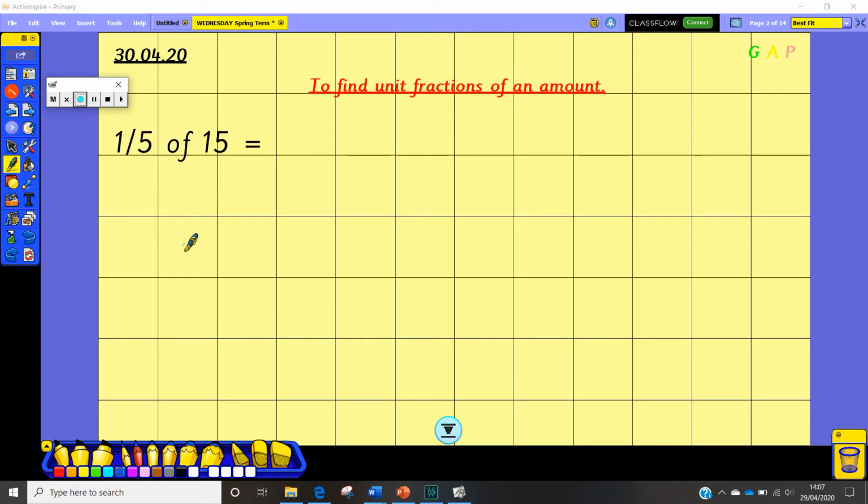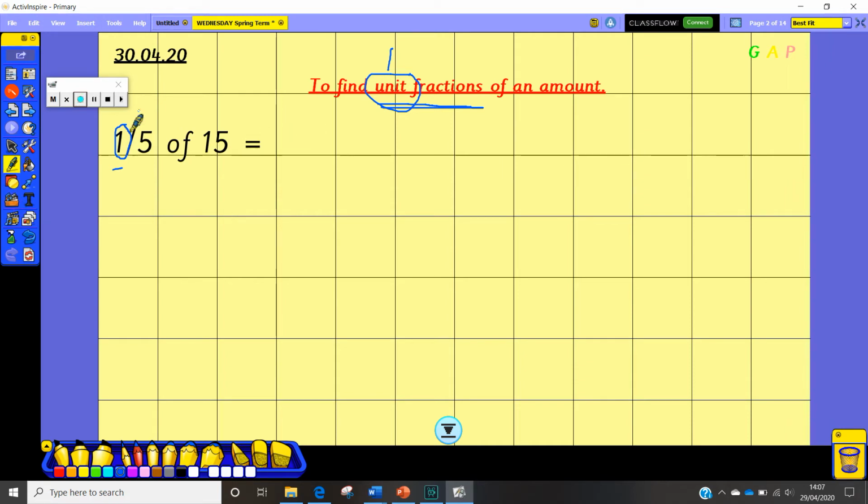To find a unit fraction of an amount, we're going to be looking at this key vocabulary here, unit fraction. A unit fraction means that we are only finding one of those pieces. So in every fraction that we use, it will always have 1 as the numerator, and the denominator will change depending on the fraction that we are looking at. But a unit fraction always has 1 in the numerator. So just bear that in mind when you come to answer your questions later.